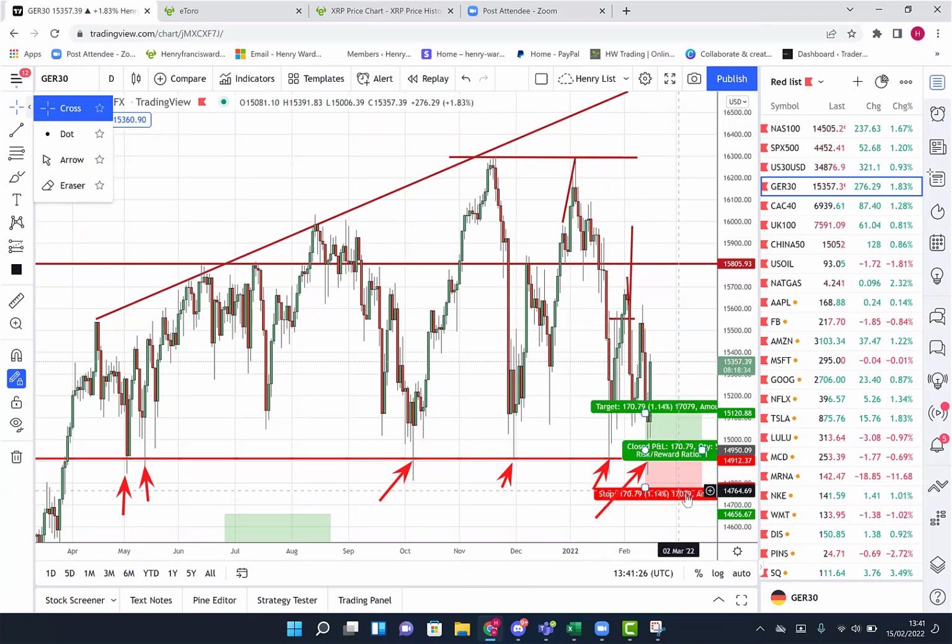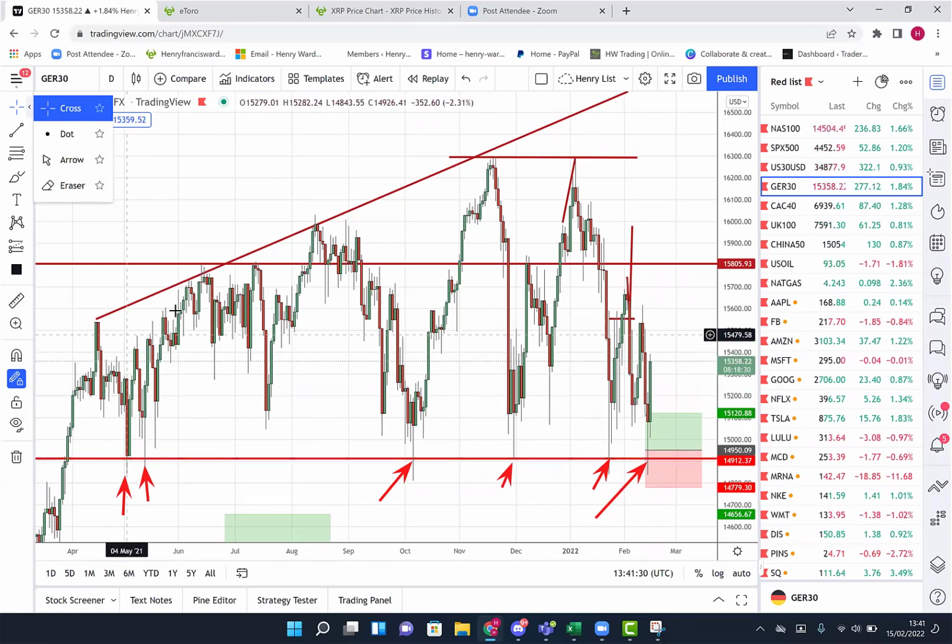So what we have here is we're looking for this to pop to the upside. Now, again, there's a level up here. So that's where your goal is. Now, it may or may not hit that. You could then do a trailing stop loss behind it.